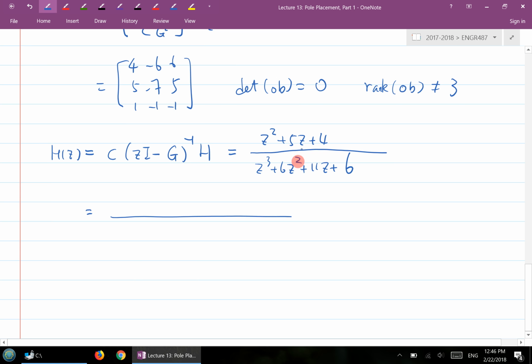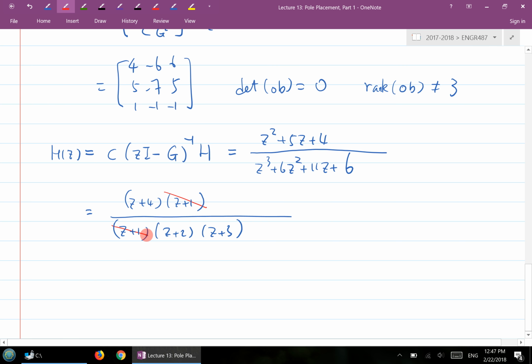The numerator is what? That seems to be pretty obvious, right? And the denominator, you can further factorize it. It will become this. So now you see the system actually has a cancellation in it here. There's a pole zero cancellation basically.